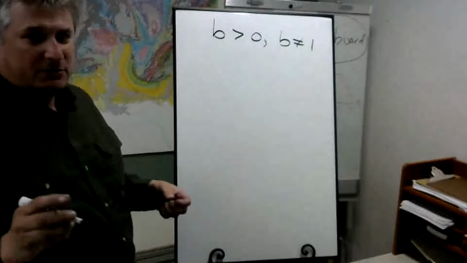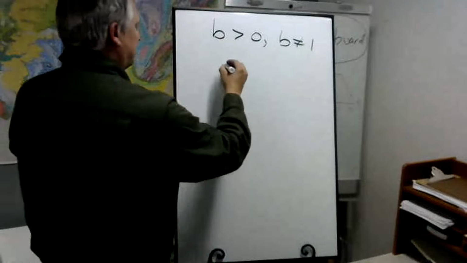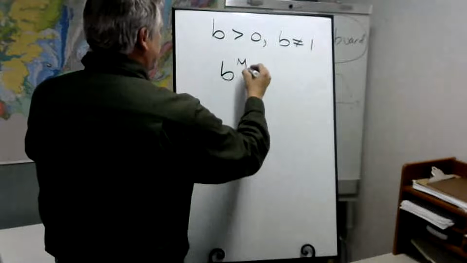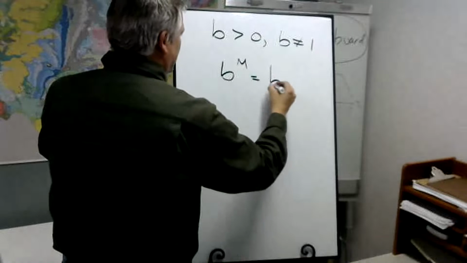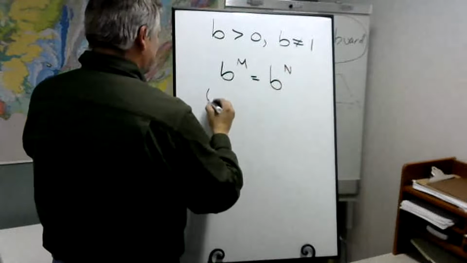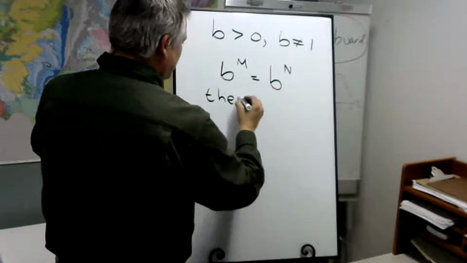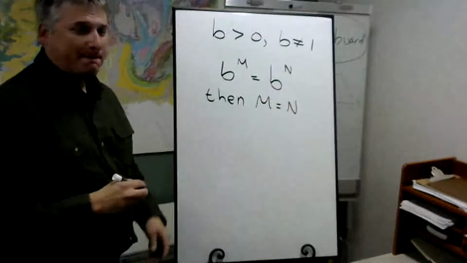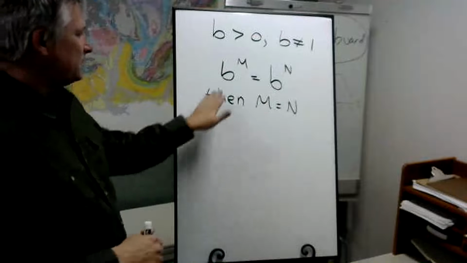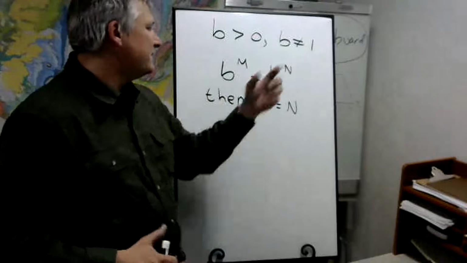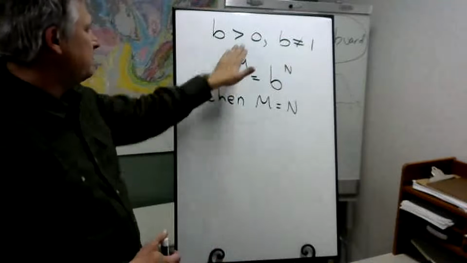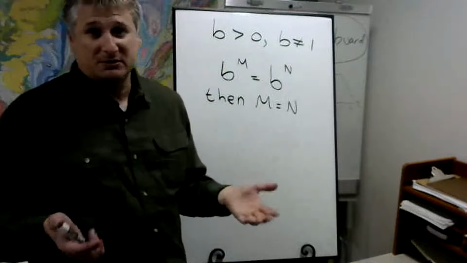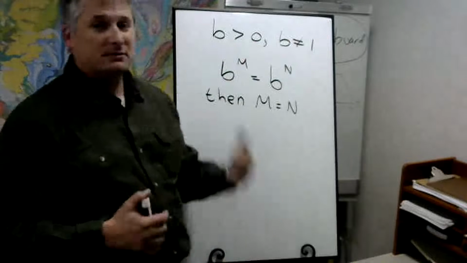So one of the tricks we're going to use is this. If b to the m equals b to the n, then m equals n. So since the bases are the same, the m and the n are going to be the same. And again, this is when b is greater than 0, and b is not equal to 1.